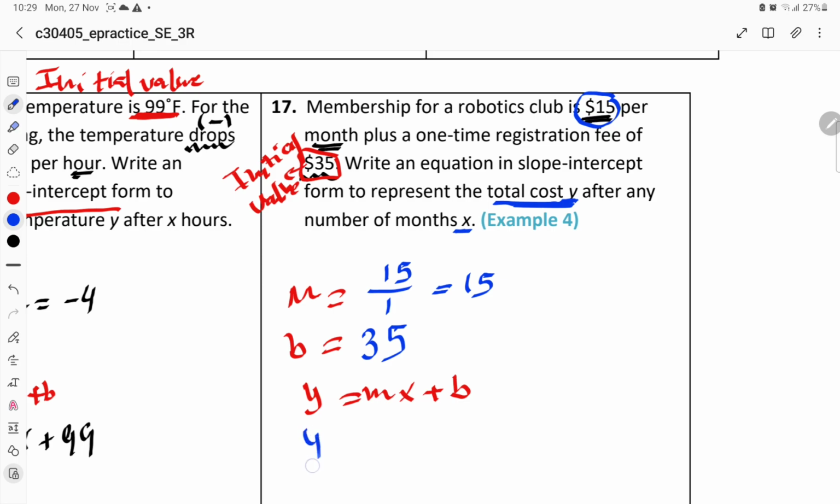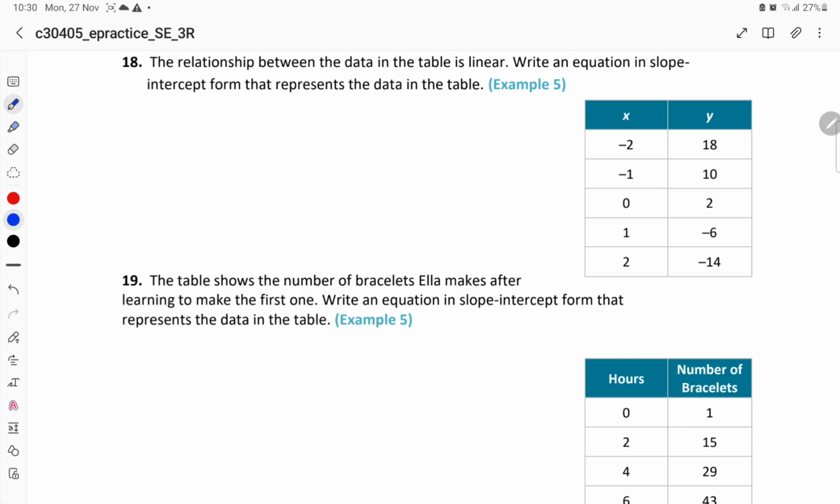The equation now is y equals 15x because m is 15 plus b, which is 35. In the table it might be a little bit different, but it's also very easy. We can figure out, I want you to understand it.